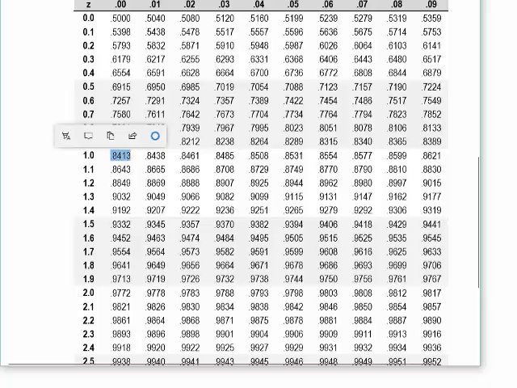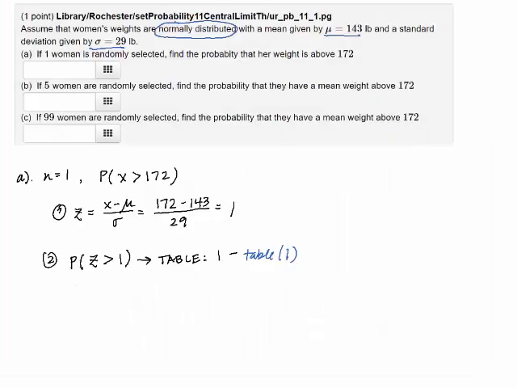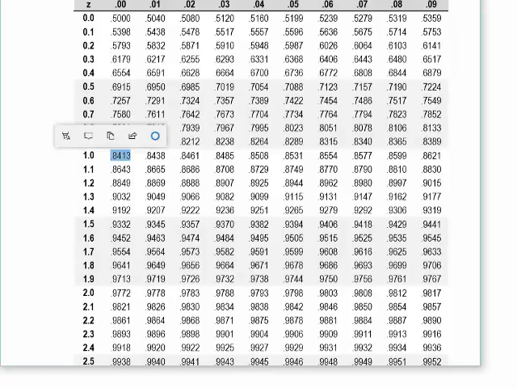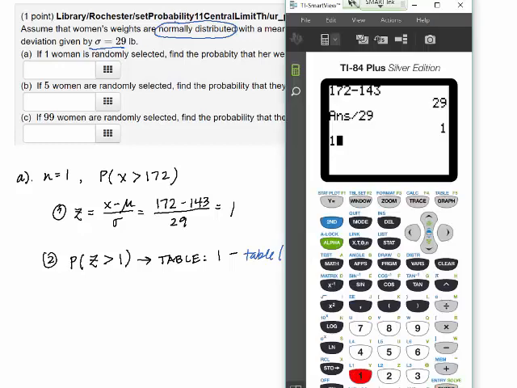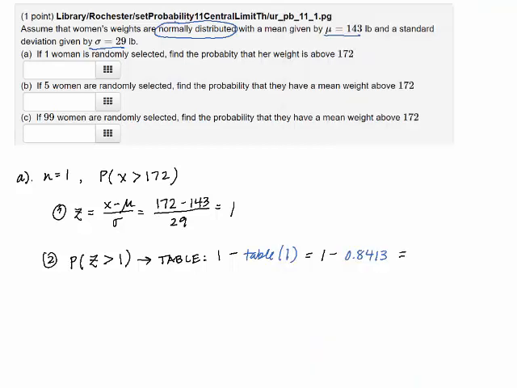0.8413 is the area to the left, but we wanted the area to the right. So to get the area to the right, 1 minus 0.8413, if I recall correctly. 8413, good. That would be the area to the right of the leftmost area. Let's see what that is. 1 minus 0.8413 is 0.1587. Area to the right because it's a greater than problem.